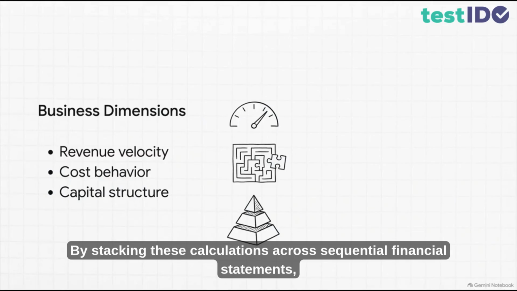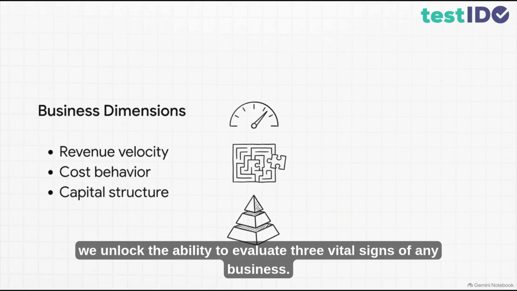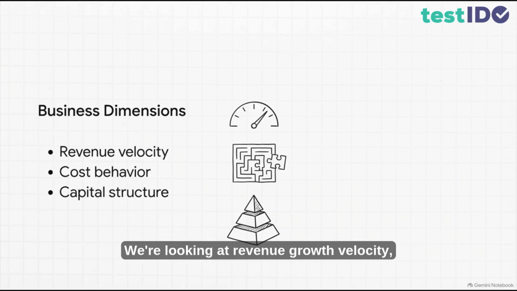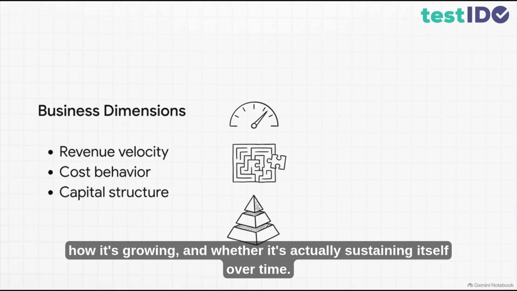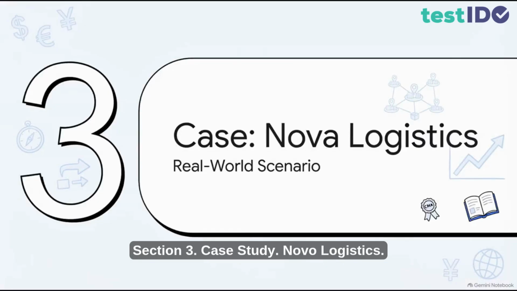By stacking these calculations across sequential financial statements, we unlock the ability to evaluate 3 vital signs of any business. We're looking at revenue growth velocity, cost behavior, and capital structure stability. These 3 dimensions tell the true story of how a business is breathing, how it's growing, and whether it's actually sustaining itself over time.